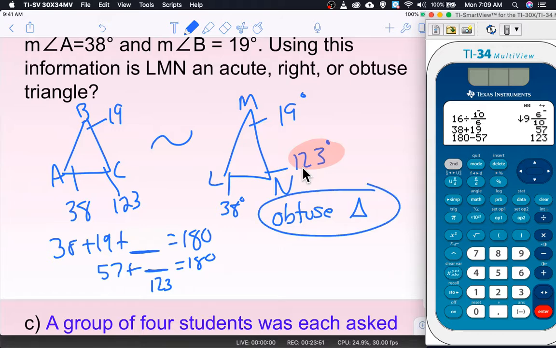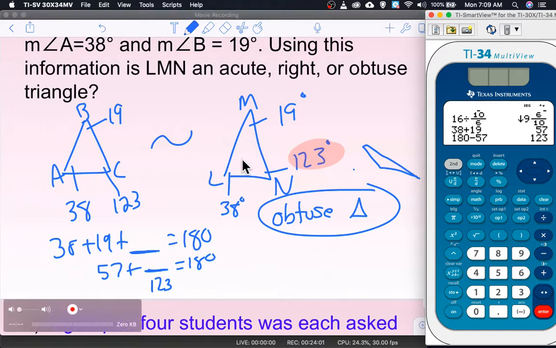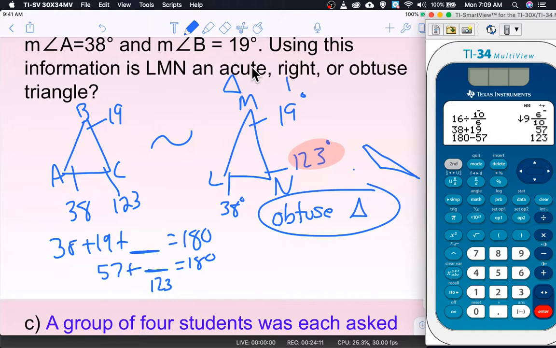And if you don't remember what obtuse means, obtuse is a triangle that is open more than 90 degrees. The largest angle is like this. So if I drew this properly, it'd be wide open like this. An acute triangle is a triangle with the largest angle less than 90. And we already know what a right triangle is. It has a 90-degree angle.